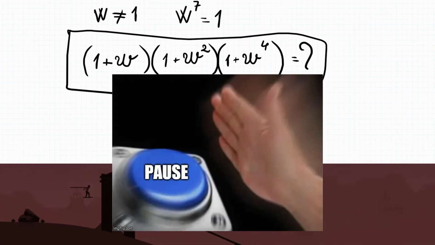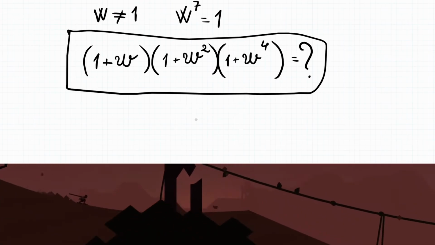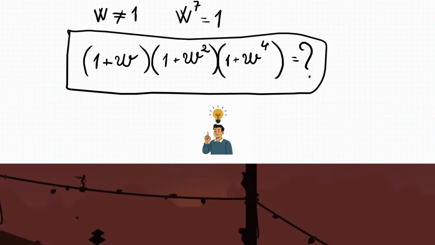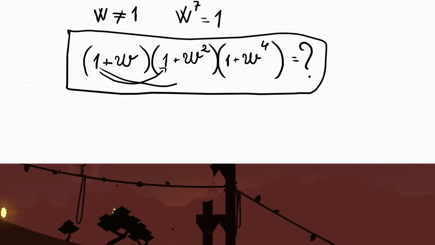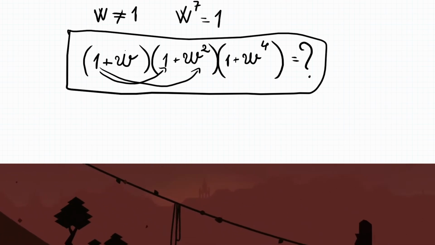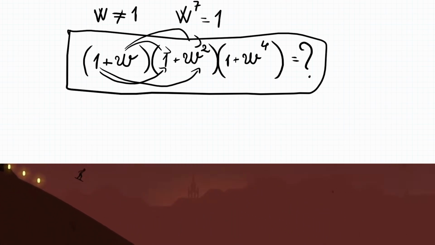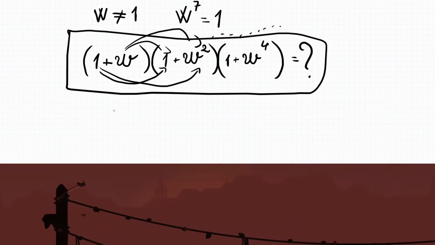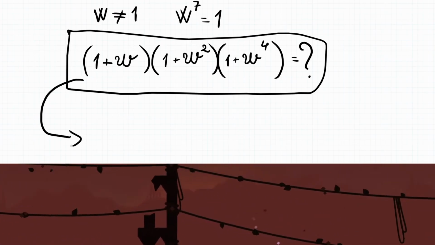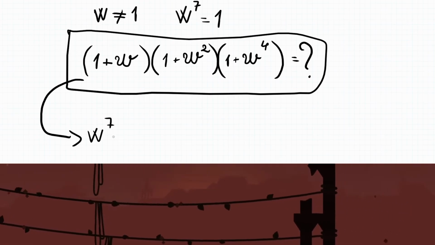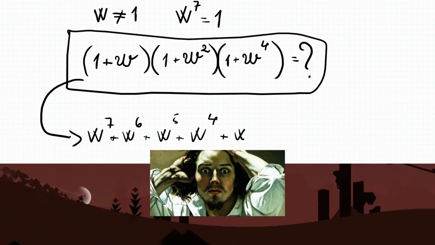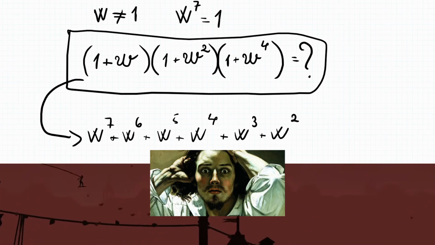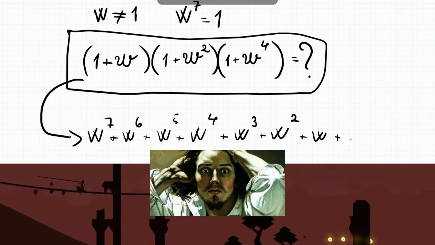Now, if you pause for a second and try this yourself, the first instinct is almost automatic. Just expand everything. And technically, you can do that. You multiply the first two factors, then multiply by the third, collect terms, reduce powers using w to the 7th equals 1. But very quickly, the expression becomes ugly. You start getting a giant wall of terms. 1 plus w squared plus w cubed, and so on.